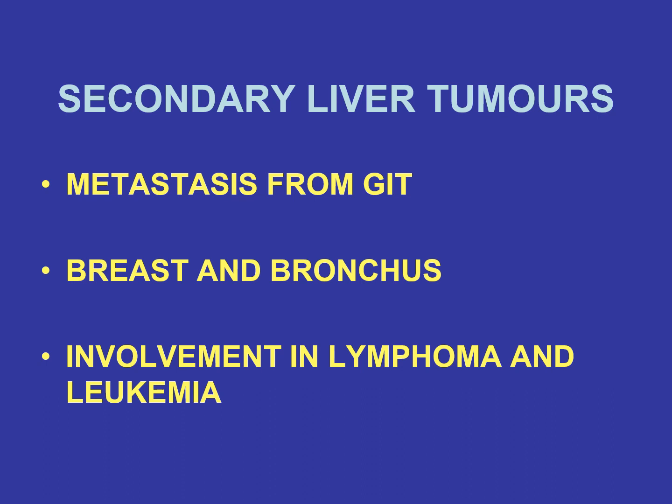The metastatic tumors account for a number of the tumors of the liver which may be mistaken for the primary one. The metastases from the gastrointestinal tract are very common. Breast and bronchus, involvement in the lymphoma and leukemias.